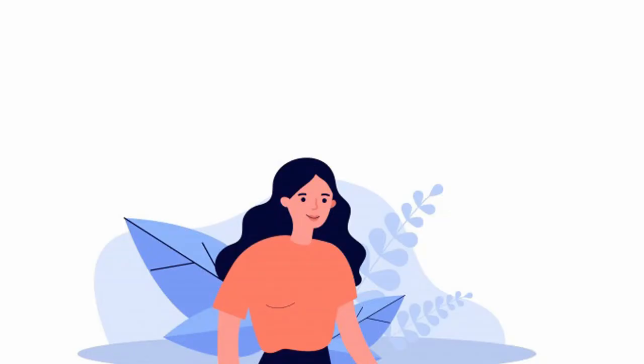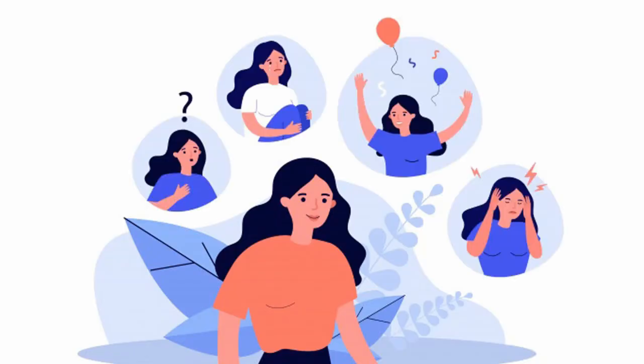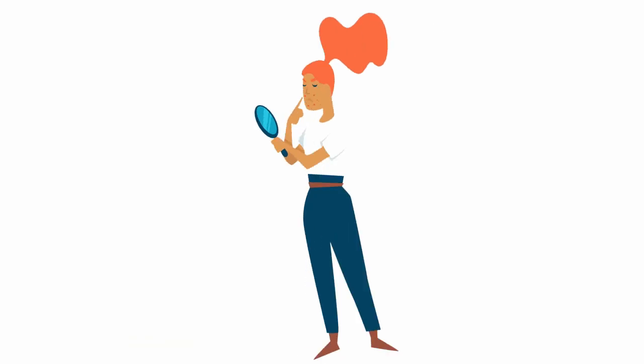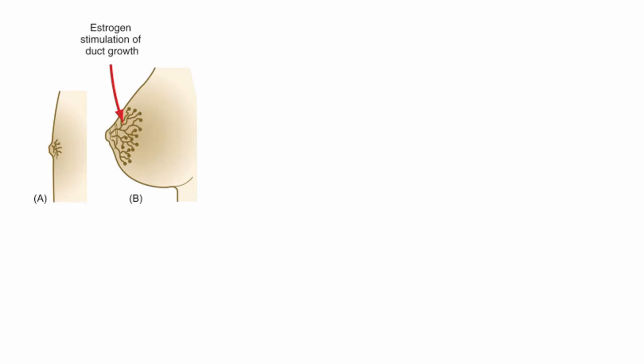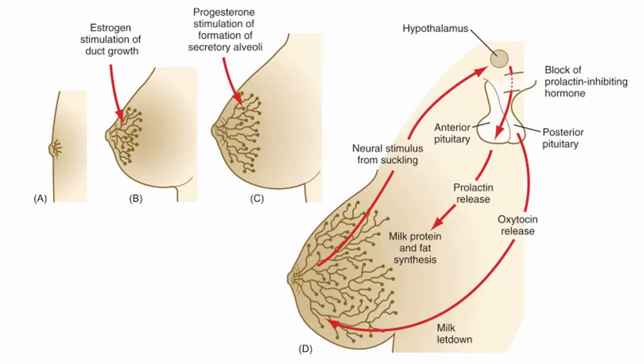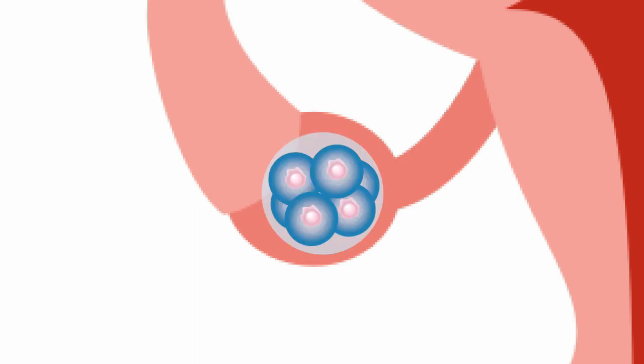But these surging hormones can also make your mood go up and down, and sometimes it may seem as if your body is out of control. This results in the development of secondary sex characteristics and causes the ovaries to begin producing mature eggs.